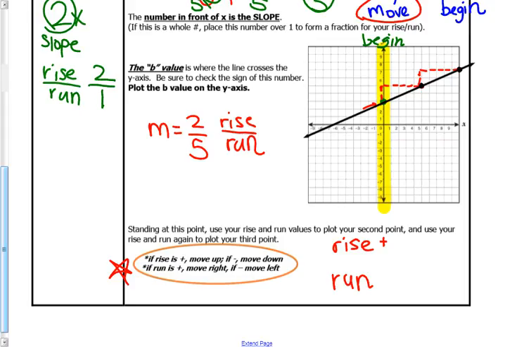So remember, rise over run. If rise is positive, we're going to go up. Negative, we go down, however many spaces, right? Run, if it's positive, we go right. If it's negative, we go left. Okay, so let's try one.